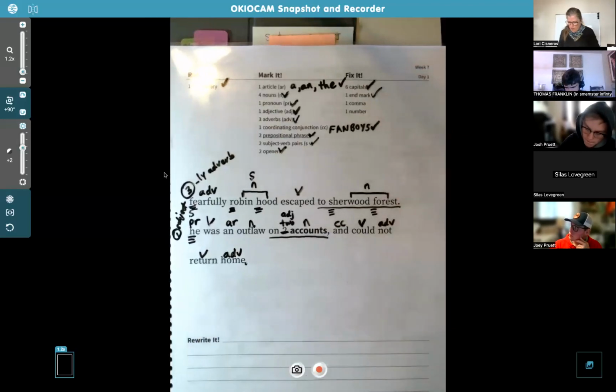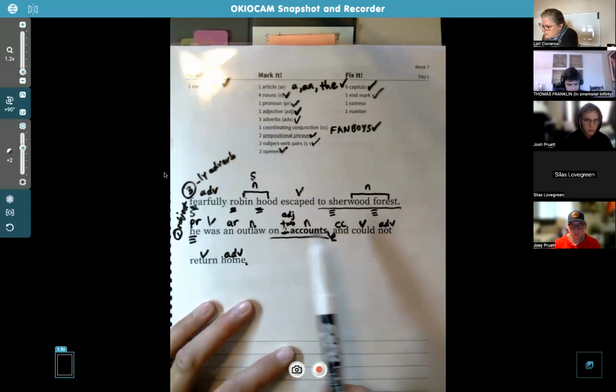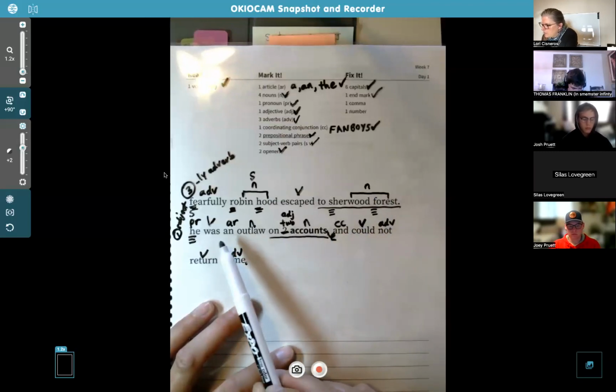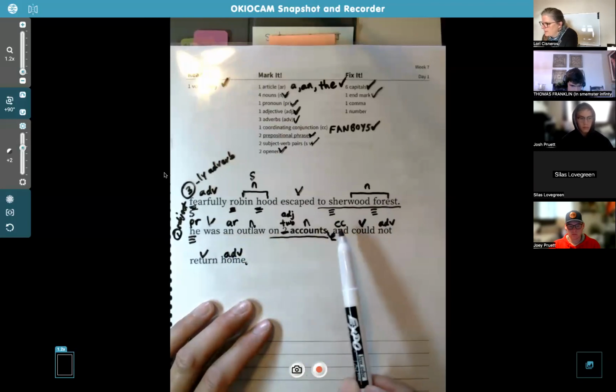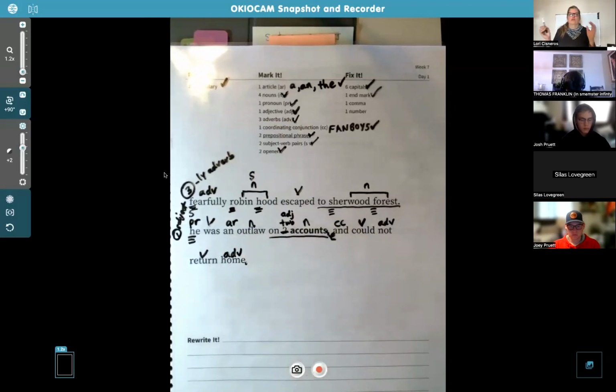It says we need to fix a comma. So we either have to put one in or take one out. So what do you think, Silas, as far as the comma? I think we should get rid of the comma after on 2 accounts. I agree. Yes, that's it. So you're just going to do a little squiggly mark like that. And the reason is because he was an outlaw and he could not return home. So it's listing 2 different verbs basically. So whenever you have 2, no comma.